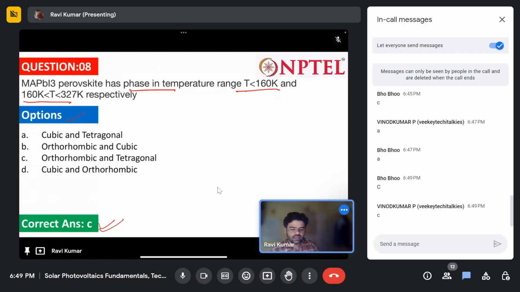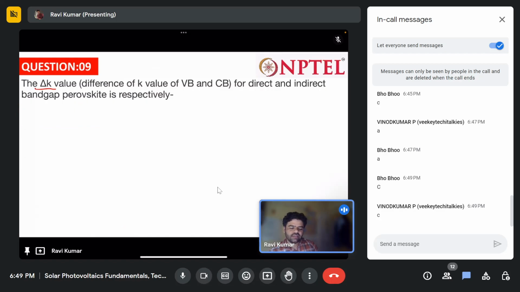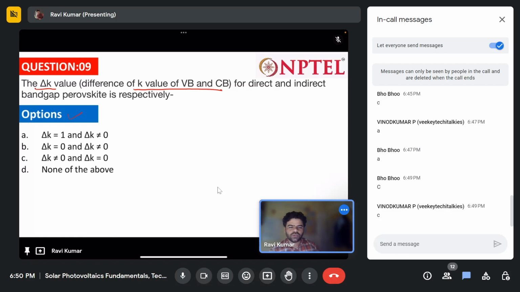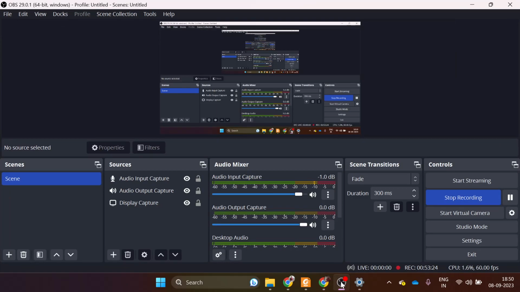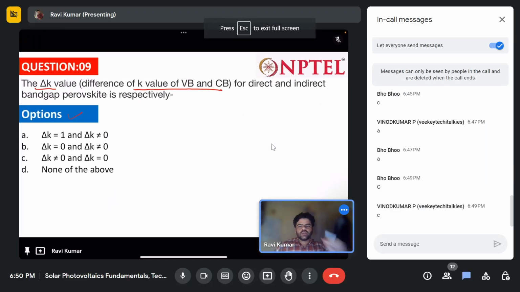Next question is very simple. It says delta K value, difference in K value of valence band and conduction band for direct and indirect band gap perovskite is respectively, and these are the options. What should be the delta K value? Means the difference in the K value of valence band and conduction band for direct and indirect band gap. What is the answer here? Just remember the picture E versus K for the direct band gap and indirect band gap. Then you will get the answer.